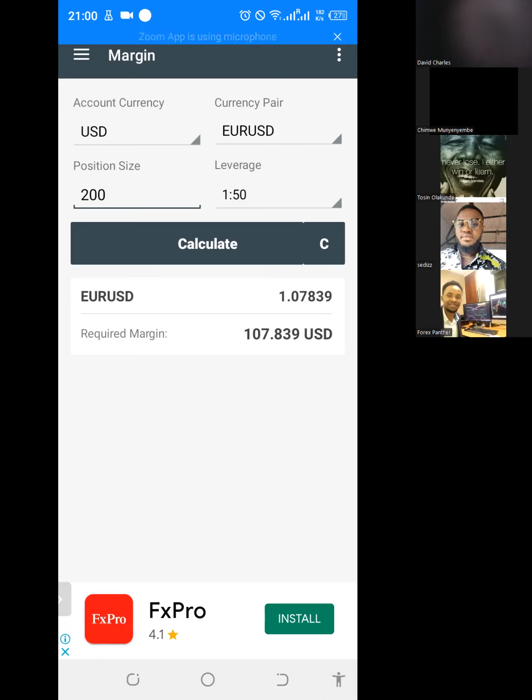You actually need to know these leverages by size. You need to know 1 to 50, 1 to 100, 1 to 200, and so on. You need to know what they symbolize. Because, like for me, I know for sure that when I see 1 to 50, I know what it means. When I see 1 to whatever, I know what it means.